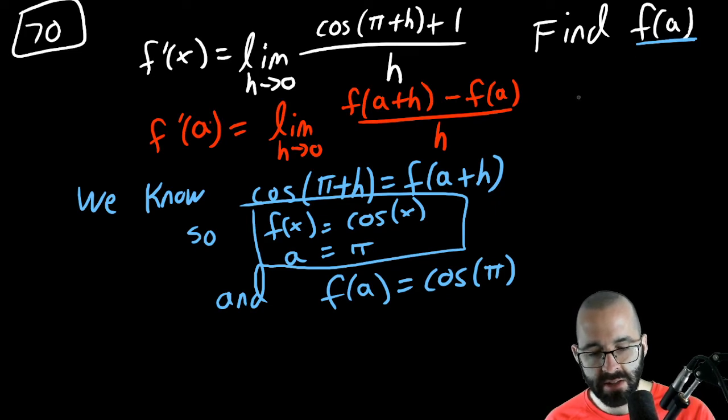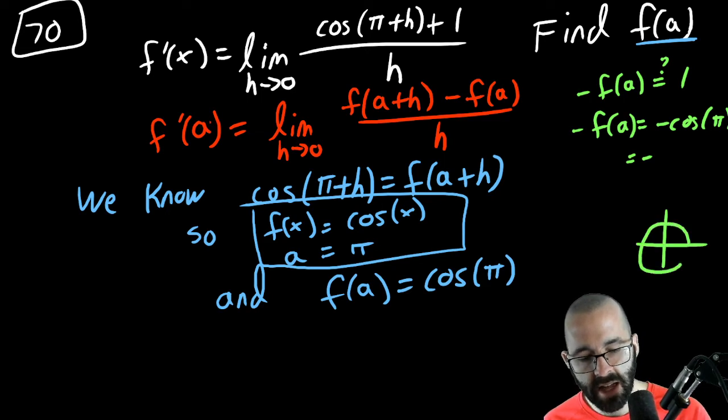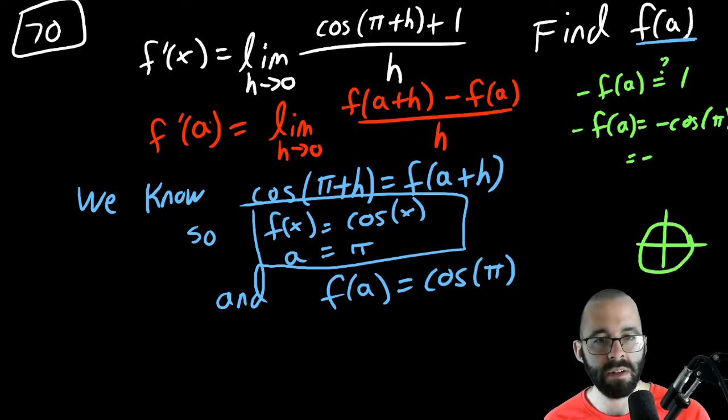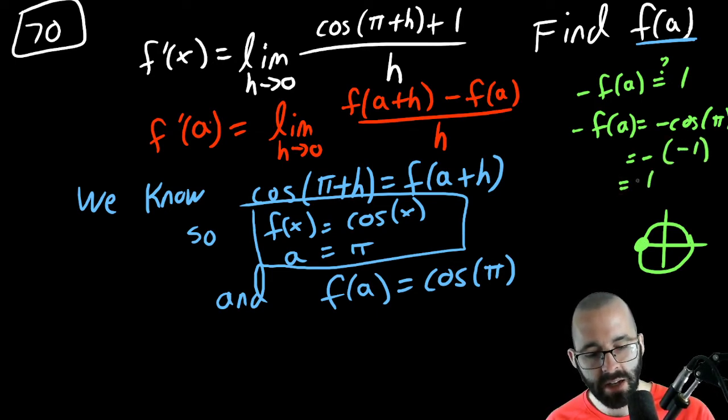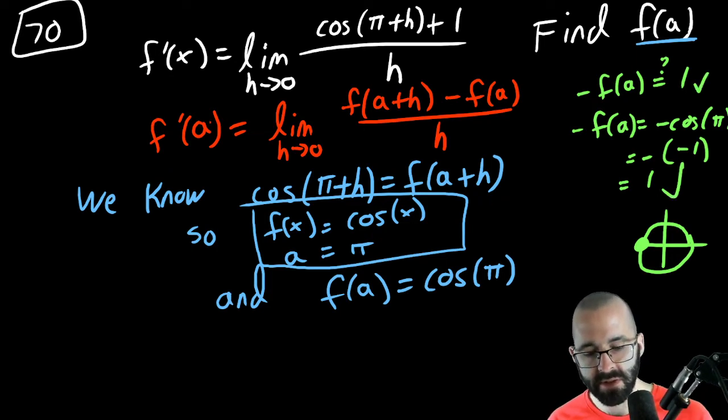Plus 1 should equal negative f of a. So what is negative f of a? It should equal plus 1. Well, negative f of a, that's a negative cosine of pi. Cosine of pi, you can think of cosine as the x-coordinate on the unit circle. Pi is 180 degrees. What's the x-coordinate on the unit circle here? Negative 1. Great. That all kind of checks out.